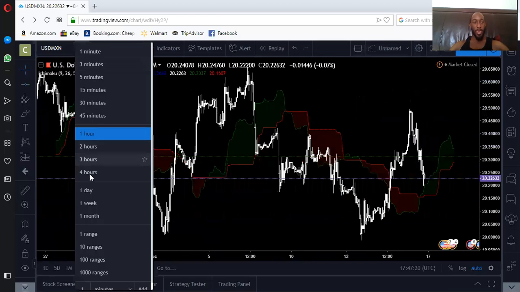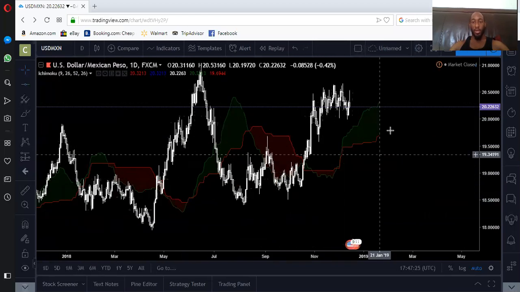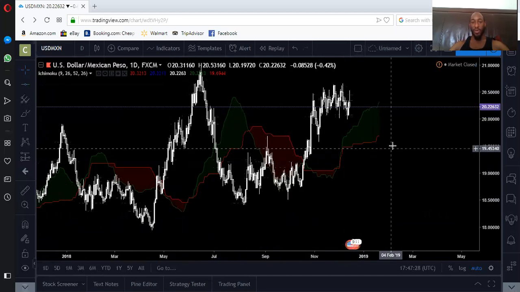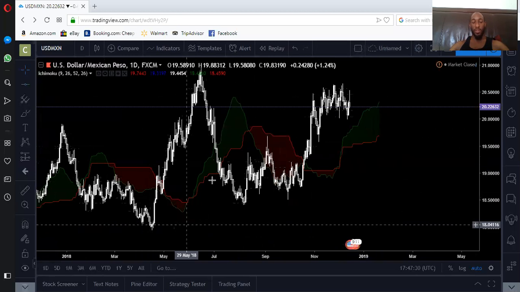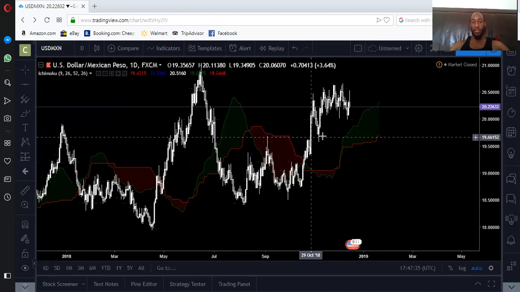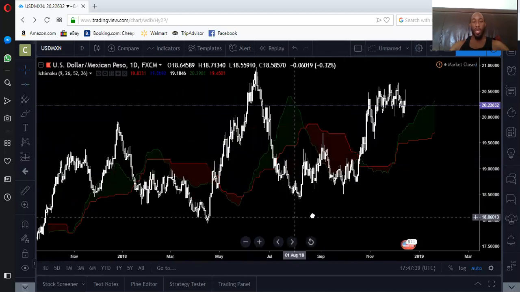Basically, when it comes to cloud trading, this is the simplest way to identify where the trend is going and headed, and to use these clouds, these flat zones, as support and resistance. All right.